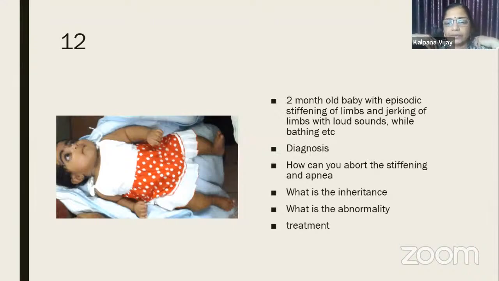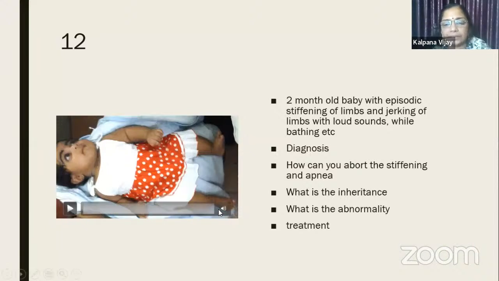How can we avoid the episodes? By the Vigevano maneuver. What is the Vigevano maneuver? This is by suddenly flexing the neck. Because these children will get very stiff in infancy and even death can occur. It can produce sudden infant death syndrome. So we have to teach the parent to suddenly flex the neck so that this can be avoided.